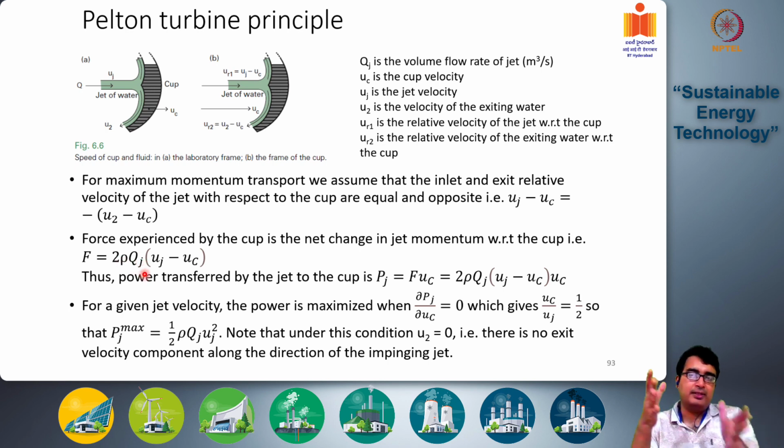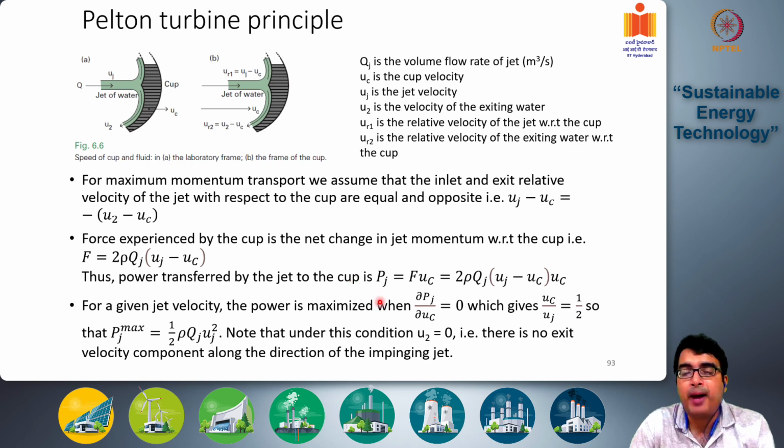So the total force experienced is the change in velocity times the mass flow rate. This is the force on the cup. So the power transferred to the cup is force times the velocity of the cup itself. Power is basically the rate of work, W dot. W is the integral of F dx, so W dot is the integral of F dx by dt, which is F times velocity. So the force times the velocity of the cup gives the power being transferred from the jet to the cup. This becomes twice rho Qj, Uj minus Uc, times Uc. So this is the power transfer under the maximum possible momentum transfer case.